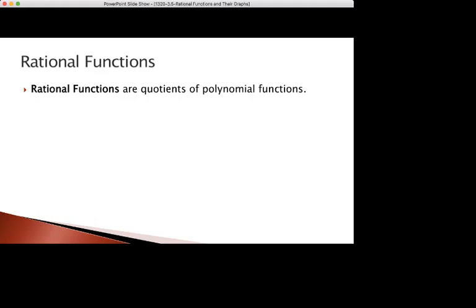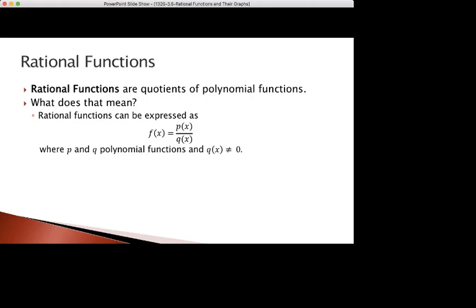Okay, cool. But what does that mean? What this means is that rational functions are functions that can be expressed as this. f of x is equal to p of x over q of x, where p and q are polynomial functions and q of x is not equal to 0.